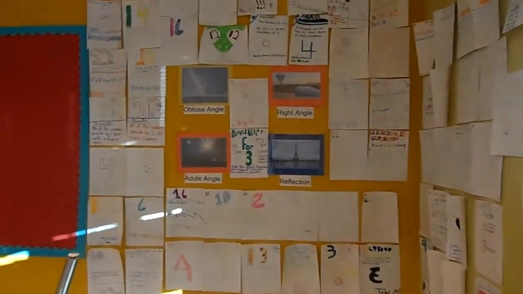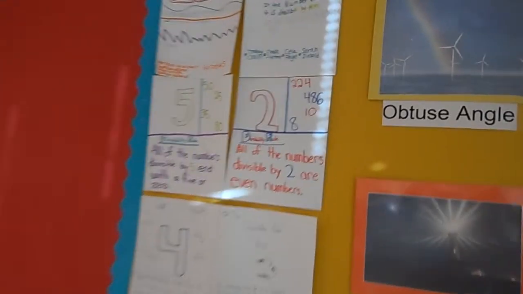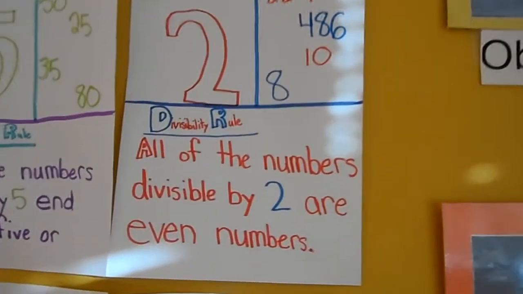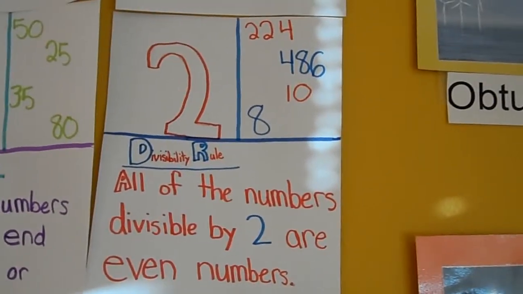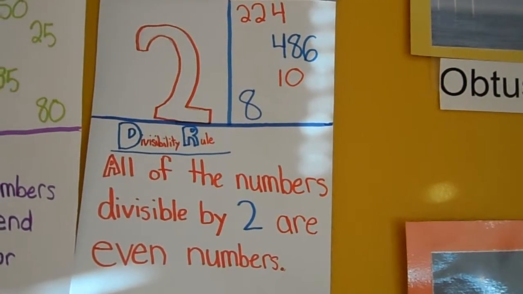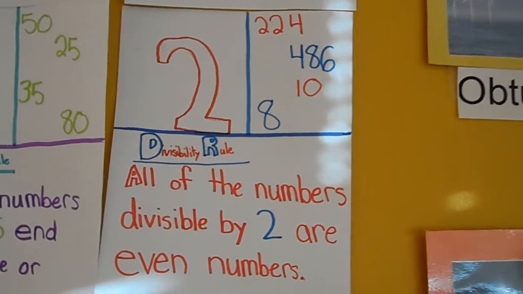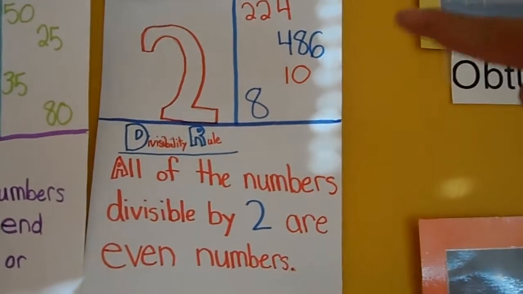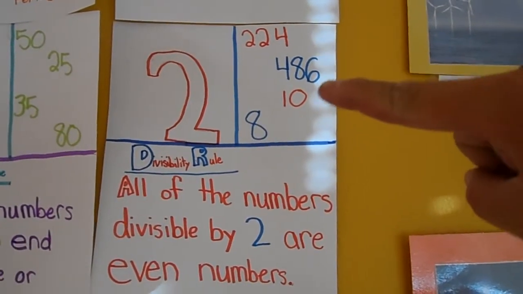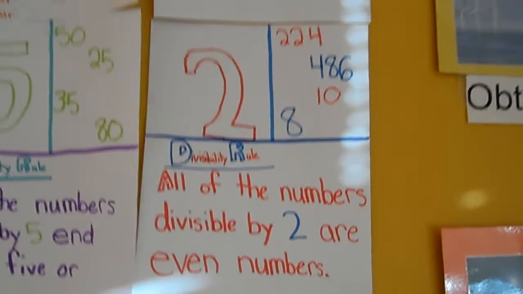Hi class, let's look into divisibility rules. Now, you have all made them already, so let's go over the ones you've made. Let's start with the number 2. The divisibility rule for 2 is all of the numbers divisible by 2 are even numbers. That is true. All even numbers are divisible by 2 and therefore is a divisibility rule. 224, 486, 10, 8, all divisible by 2 because they're even.